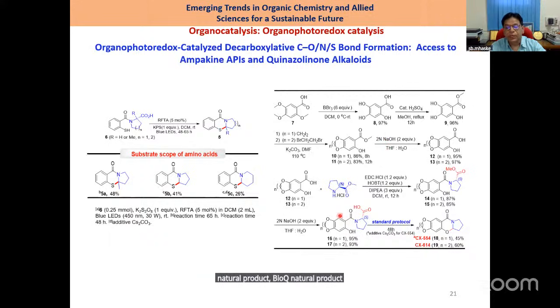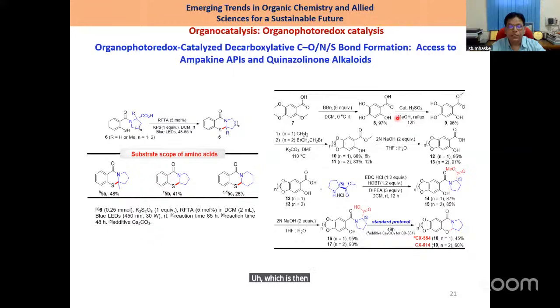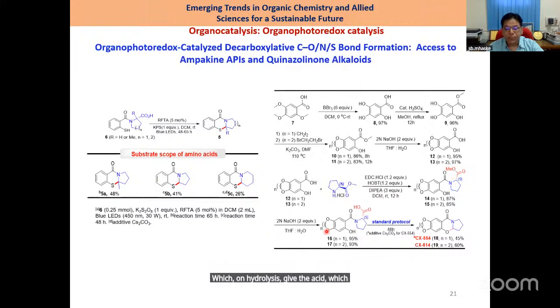So here we have shown that our method can be used for the synthesis of these two preclinical trial drug candidates, which starts with a commercially available starting material like this trimethoxy acid, which is then deprotected and then esterified, and the selective protection of this OH is done. Then we can again hydrolyze it and do this coupling to get our ester, which on hydrolysis gives the acid, which is the desired precursor for our reaction or our methodology.